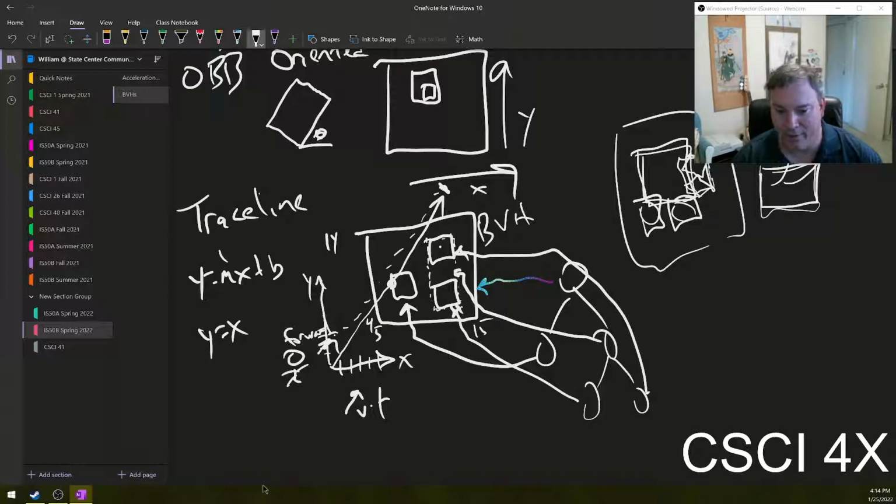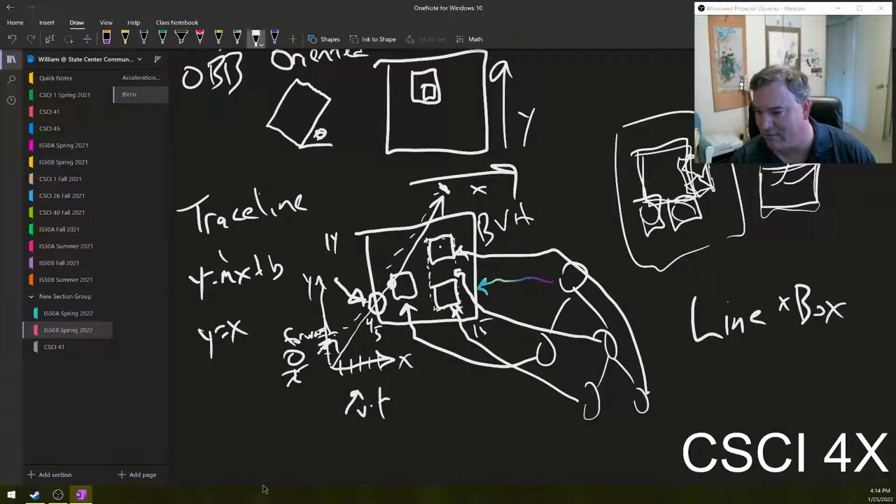So at what point does it hit the box? How do you find that point? Mathematicians, start your engines. How do you determine the point that a line hits a box? We're determining a point. Don't write and type at the same time. So this is called line times box collision. How do you determine where a line hits a box?